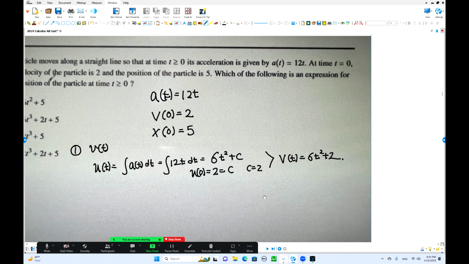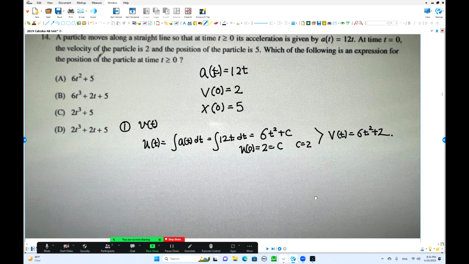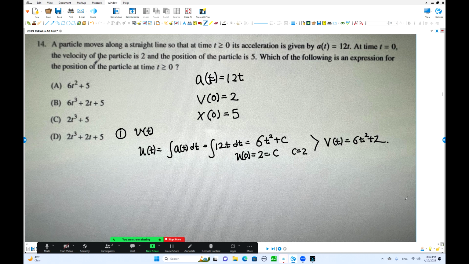And also you can apply the fundamental theorem of calculus too. V of t equals V of 0, which is 2, plus the integral from 0 to t of 12t dt. It's the same thing. You can use the same t, it doesn't matter.